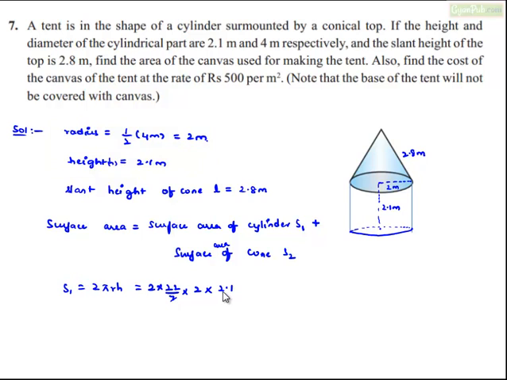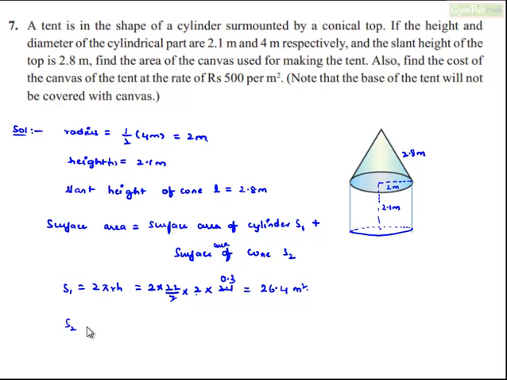Here 7 goes in 2.1 0.3 times, and 2 times 2 is 4 and 4 times 0.3 is 1.2. Therefore we get 22 times 1.2 is 26.4 meter square.